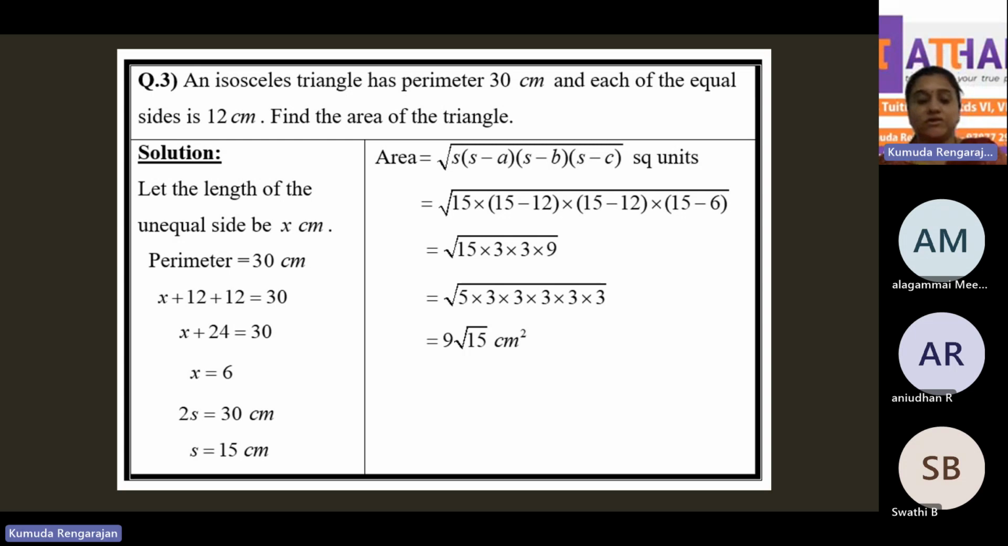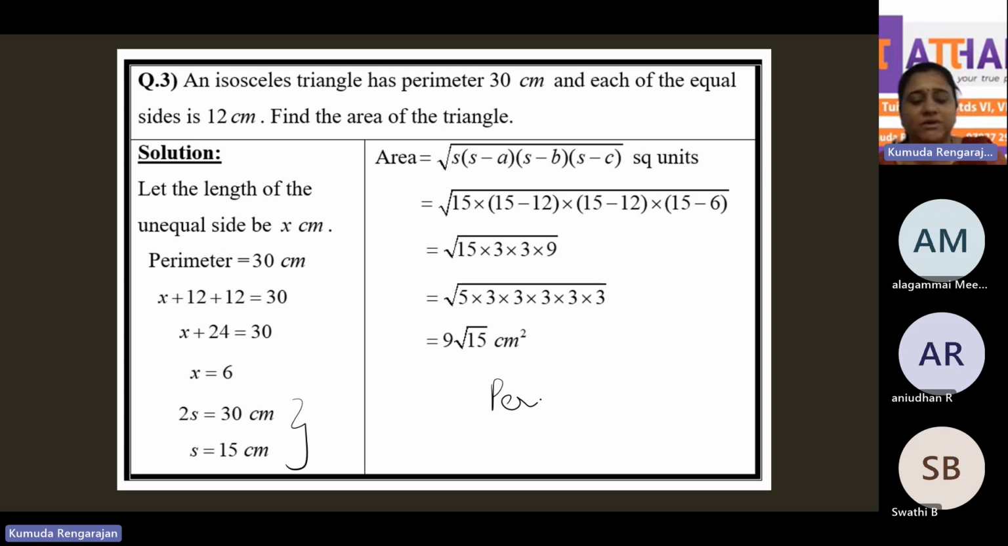See, these are different ways of presenting. Now here you will see 2s is equal to 30. Don't get confused. 2s means perimeter is twice the semi-perimeter, right? Like, what is diameter? Twice the radius. Similarly, what is perimeter? Twice the semi-perimeter. That's what I've written here.